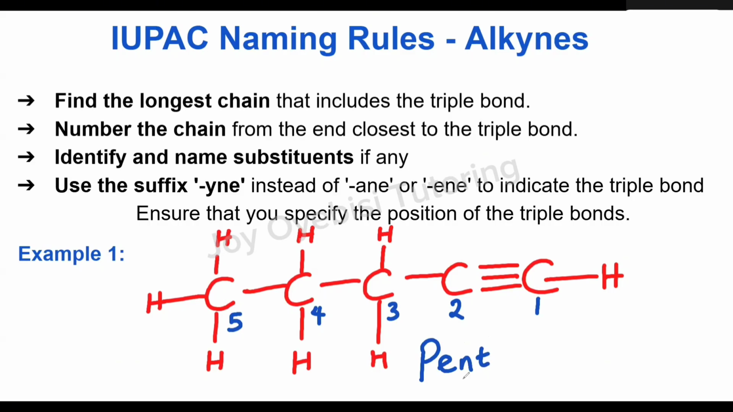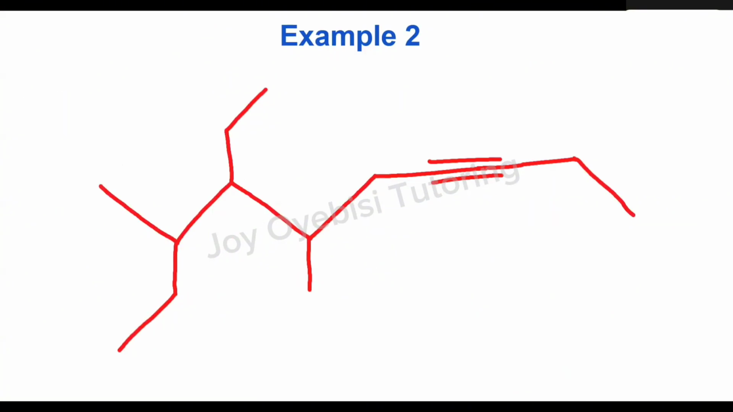The triple bond started from carbon 1. So you're going to put a hyphen, then 1. And since this is an alkyne, this is going to end with -yne. And the name of this compound is pent-1-yne. The older way of naming this would have been 1-pentyne. This is also acceptable.